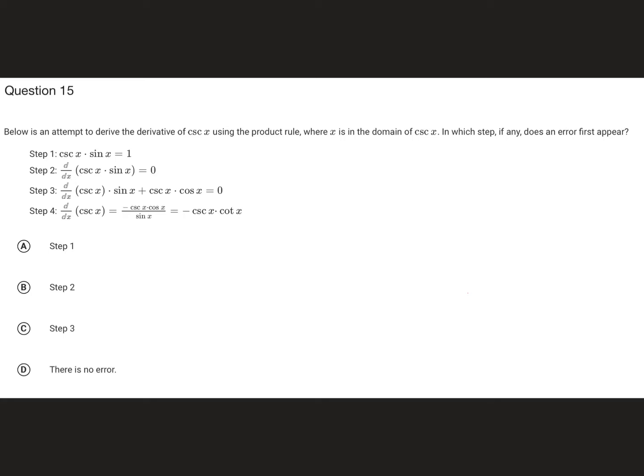All right, so this is problem number 15 from Unit 2, either A or B, I can't remember which one. Now this problem is a little unusual in that it asks us to derive a derivative, that of cosecant of x, that we already know. The derivative of cosecant is negative cosecant cotangent of x, right? Cosecant of x times negative cosecant of x times cotangent of x.